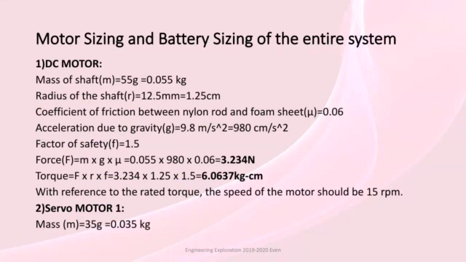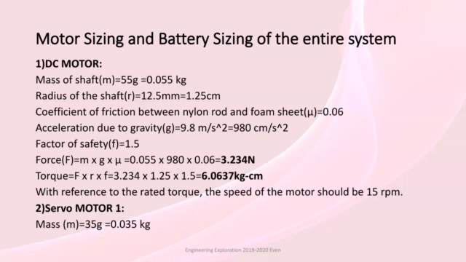First, motor sizing. DC motor. Mass of the shaft is 55 gram. Radius of the shaft is 12.5 mm. Coefficient of friction between nylon rod and foam sheet is 0.06. Acceleration due to gravity is 9.8 meter per second square. Factor of safety is 1.5. Force is equal to m into g into mu, that is equal to 3.234 Newton. Torque is equal to F into R into F, that is equal to 6.0637 kg centimeter. With reference to the rated torque, the speed of the motor should be 15 rpm.